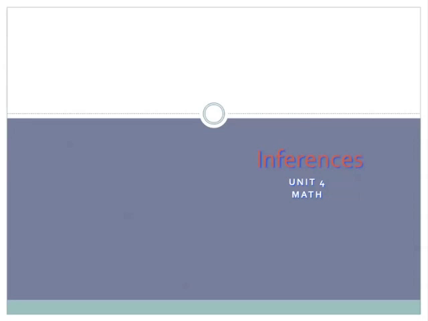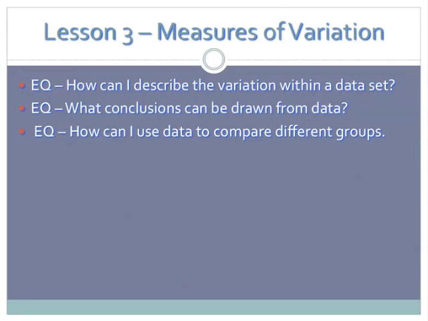Hey BMS students, this is Miss Smith. We are continuing on with Unit 4, Inferences, and this is going to be our last lesson for this unit. So we had a really short unit. Our lesson is Measures of Variation.